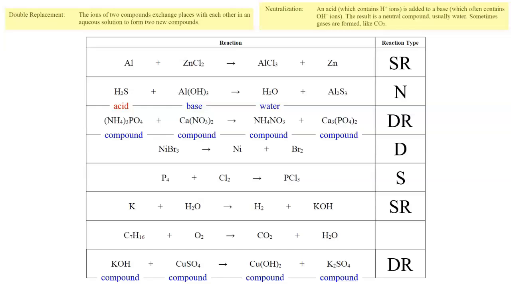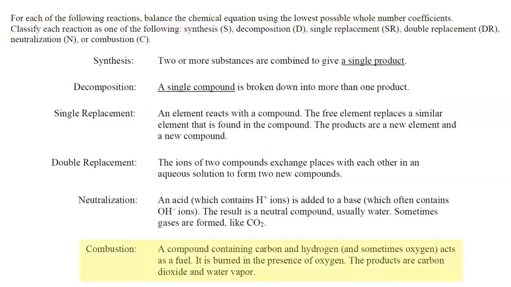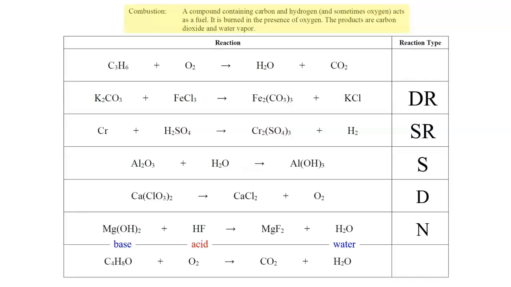The last type of chemical reaction to consider is combustion. A compound containing carbon and hydrogen, and sometimes oxygen, acts as a fuel, and that fuel is burned in the presence of oxygen, and the products are carbon dioxide and water. So let's take a look at all of the chemical equations that have not yet been classified. Hopefully, they are going to all be classified as combustion.